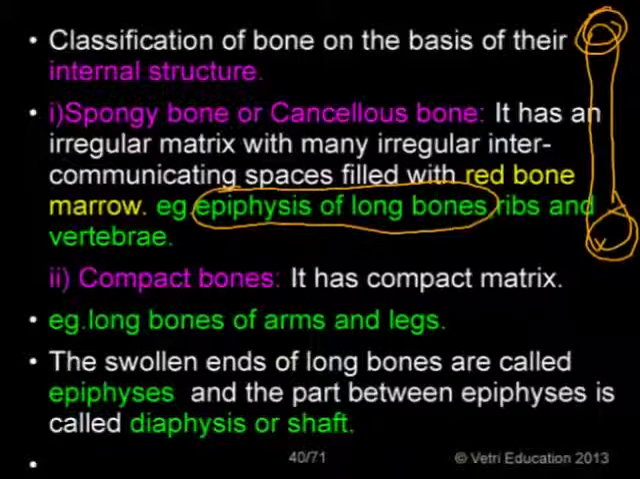Unlike the spongy bone, where you have many intercommunicating spaces, and such spaces are filled with the red bone marrow. The long bones of the arms and legs are examples of compact bones.